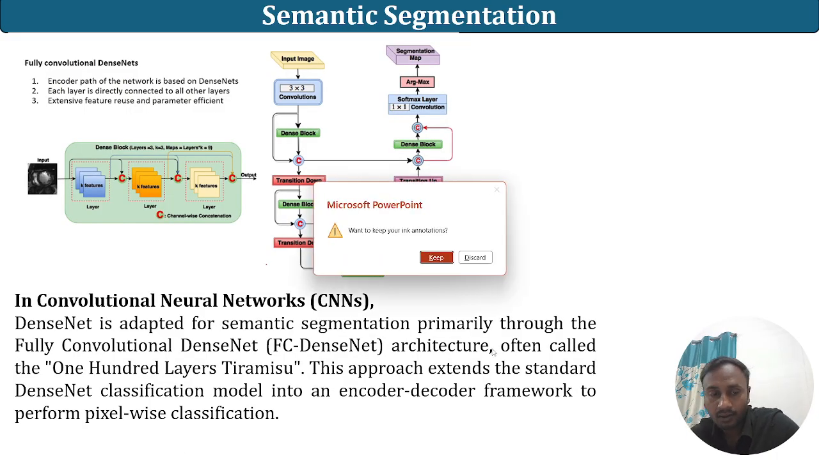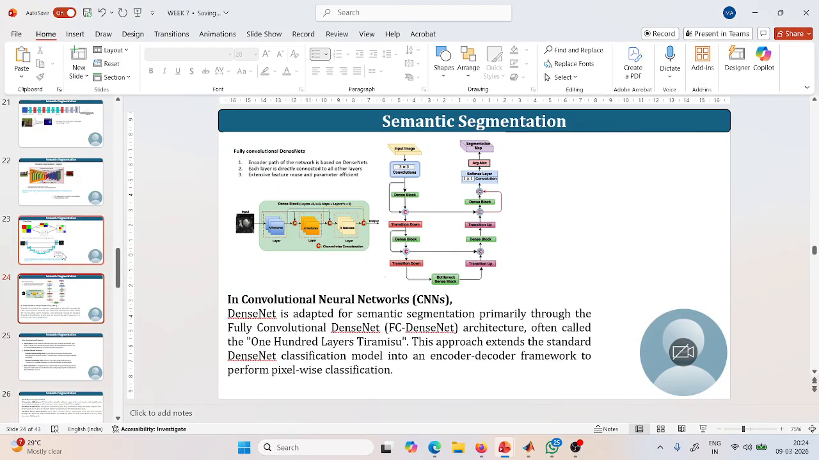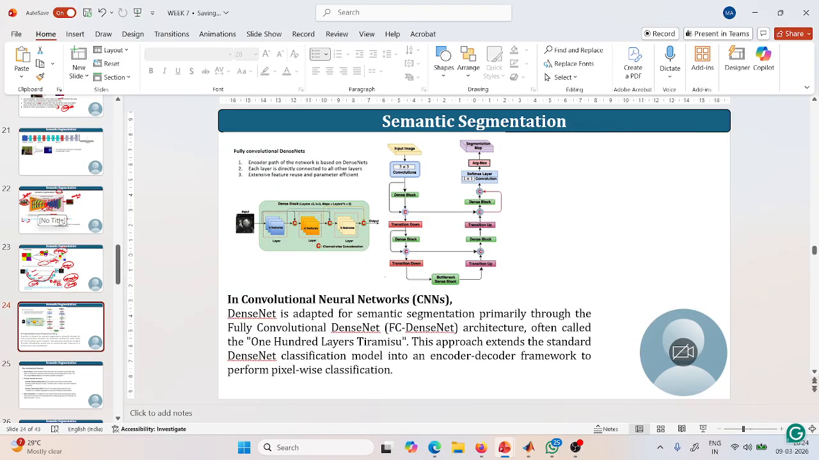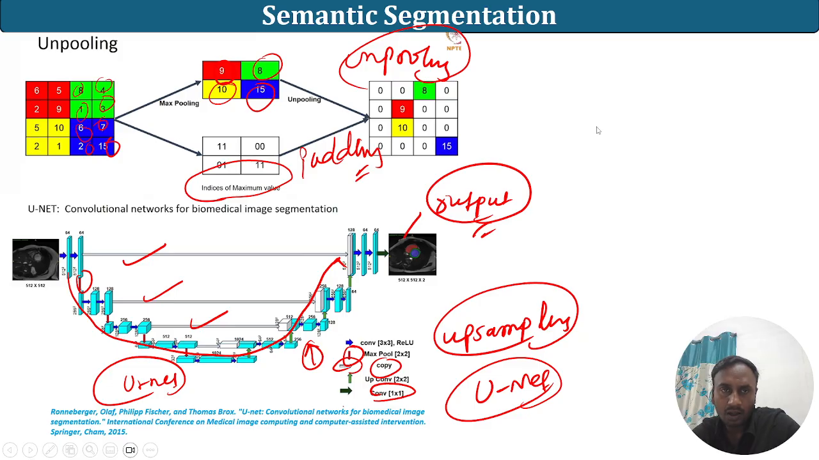Sir, I just want to know how this unpooling is done. Is it with respect to the indices we have defined over there, the positions of the max pooling? Yes, okay, but how is this unpooling done, sir?